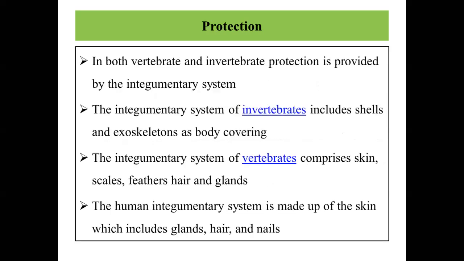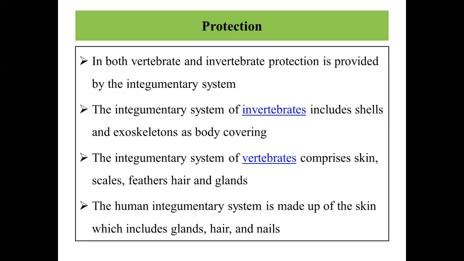And if we are talking about the integumentary system, it is found in both vertebrates and invertebrates. In invertebrates, it includes certain shells and the exoskeleton as a body covering. While in vertebrates, the integumentary system comprises the skin, certain scales, feathers in the case of birds, hair in the case of mammals, and certain glands.